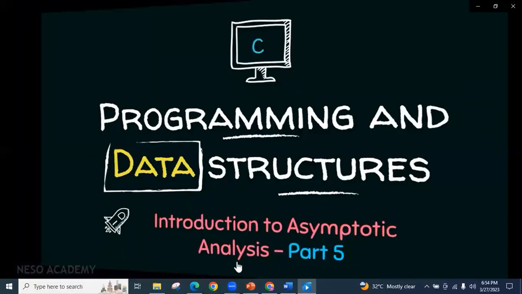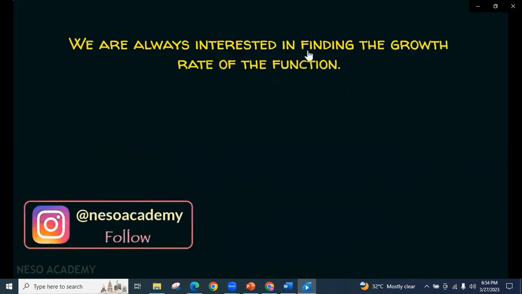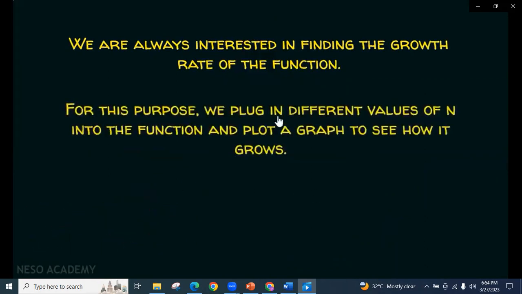So let's get started. We are always interested in finding the growth rate of the function, isn't that so? We will take one function under consideration and we compare it with the size of the input. So as the size of the input grows, how does our function grow? We need to know that. For this purpose, we plug in different values of n into the function. N is basically representing the size of the input. We plug in different values of n into the function and plot a graph to know the growth rate of the function. But why do we need to do this?